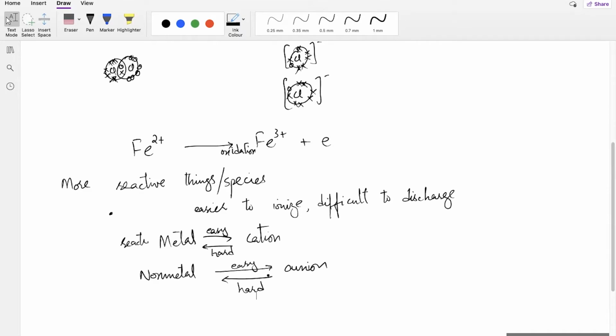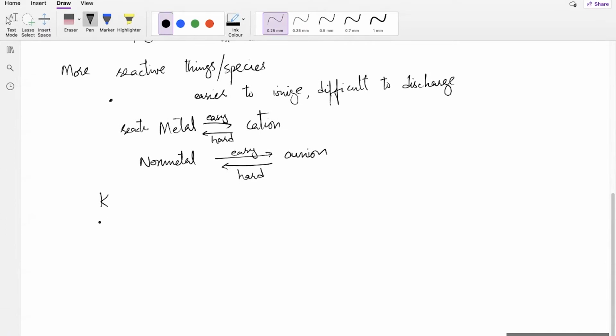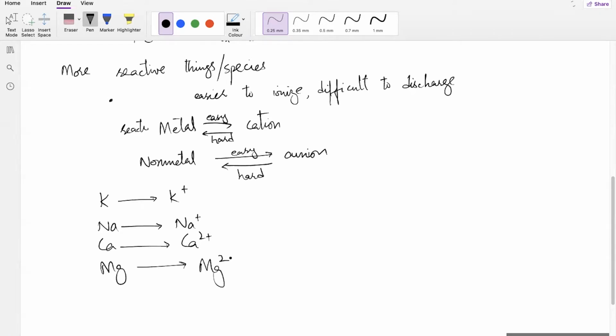It doesn't matter what ion you're going to make. If it is more reactive, it will do it faster than the other. So for example, if you remember the reactivity series, take potassium, sodium, calcium, magnesium. Converting potassium to potassium ion needs less energy. Sodium will take more energy, calcium even more, and magnesium even more. So it's going to be easier, then more difficult, more difficult, more difficult.